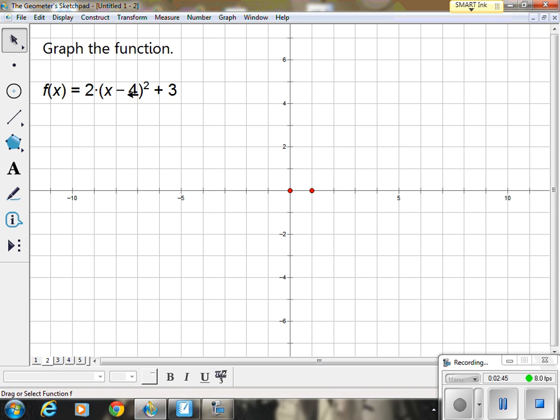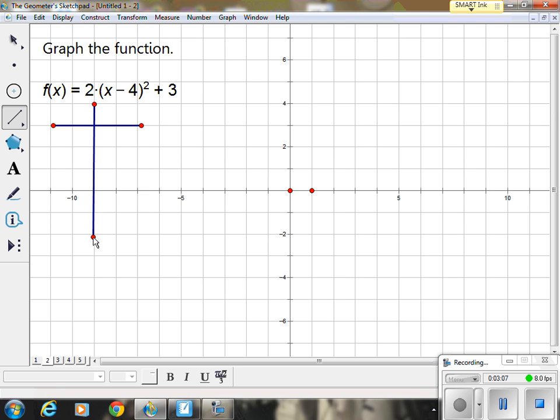Let's look at this first function. It asked me to graph the function f of x equals 2 times (x minus 4) squared plus 3. When I'm looking at that function and I see a set of parentheses raised to the second power, that's a dead giveaway that this function is in vertex form. So I should be able to immediately look at it and know my vertex. And that's the point where I'm going to start.